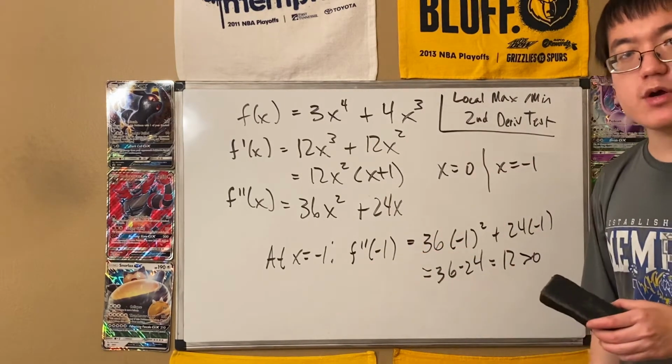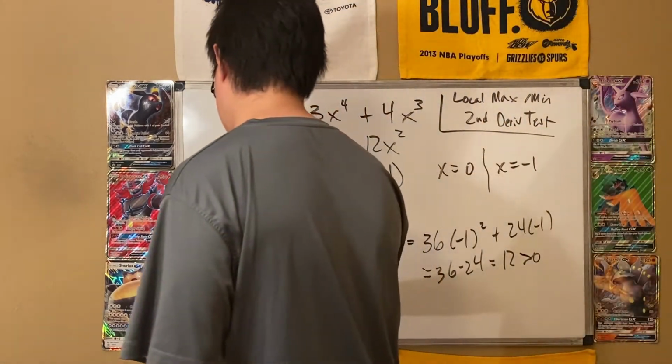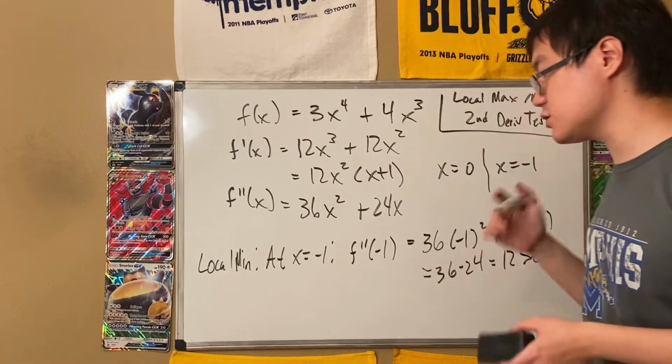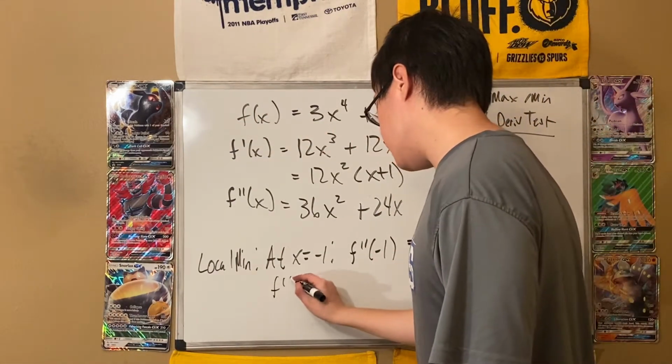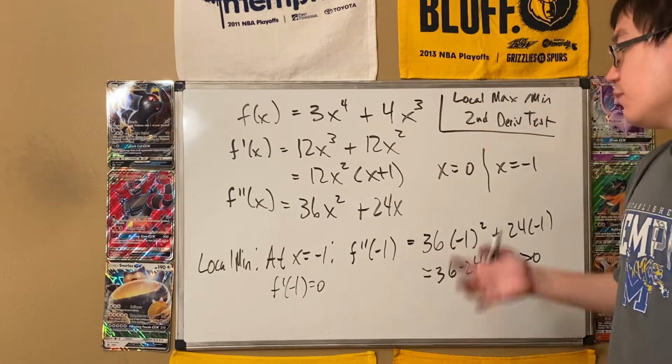Remember that it's opposite what you might expect. Positive goes with local min. So at x equals negative 1, this is a local min. No need to draw a sign chart, no need to justify because this is the justification. F prime of negative 1 was equal to 0 and f double prime of negative 1 was positive.